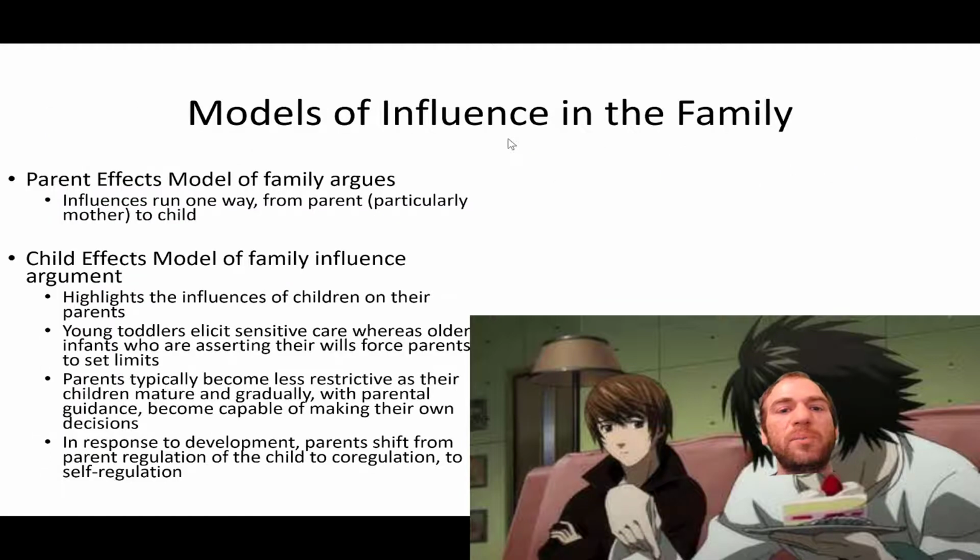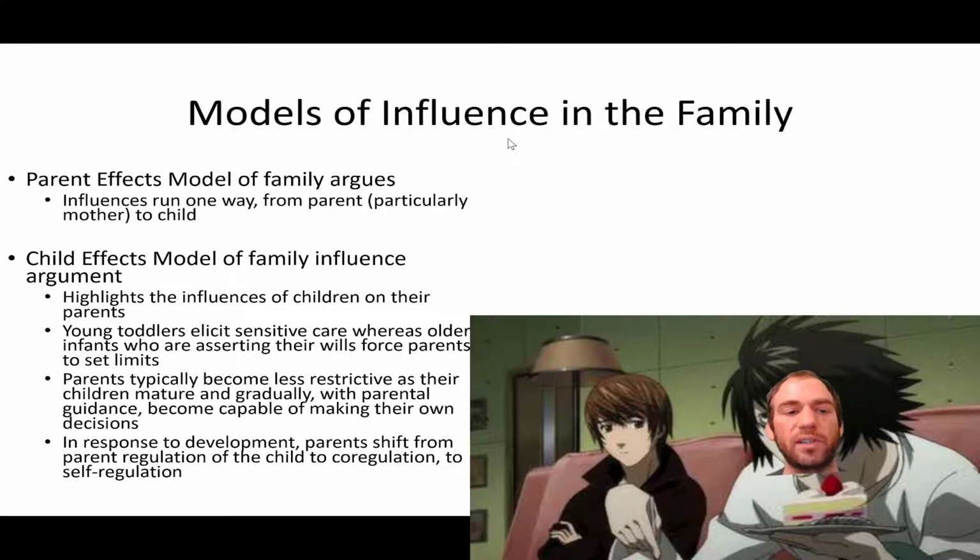Now let's talk about different models of influence in the family. The parent effects model family argues that influence runs one way, from parents, particularly mother, to the child. And the child effects model family influence argument highlights the influence of children on their parents. Young toddlers elicit sensitive care, whereas older infants who are asserting their wills force parents to set limits. Parents typically become less restrictive as their children mature and gradually, with parental guidance, become capable of making their own decisions. In response to development, parents shift from parent regulation of the child to co-regulation to self-regulation.